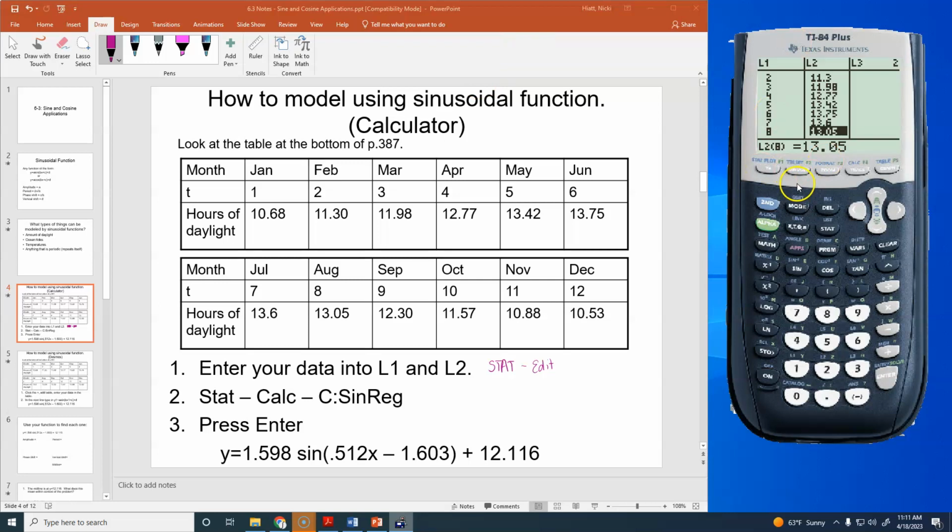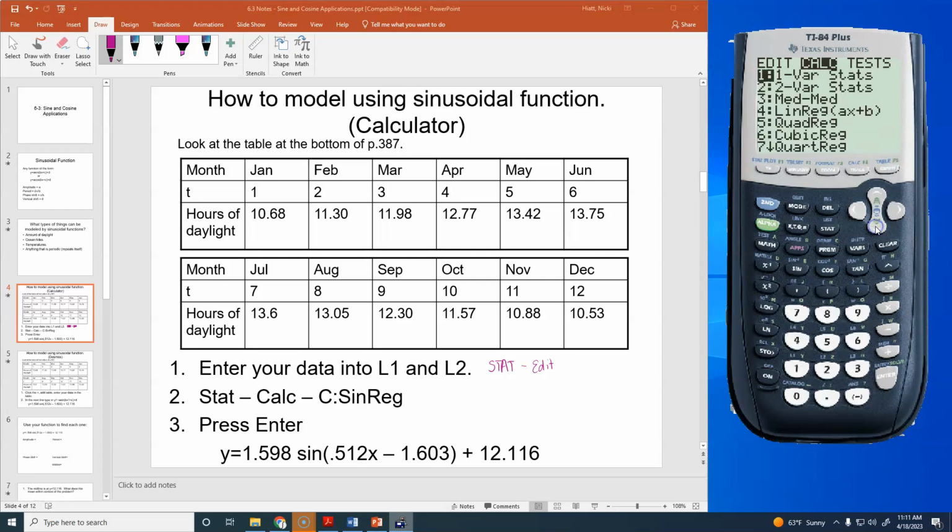All right, so everybody got their data in? All right, we are going now to hit Stat. And then up here at the top you see Calc. You're going to go over to Calc. And this is where all of your regressions are listed. So if you want to do a linear regression, you'd pick 4. Quadratic regression, you'd pick 5. Cubic would be 6. And so this is where these are all listed.